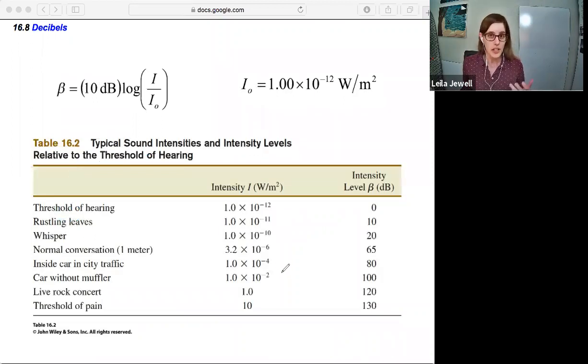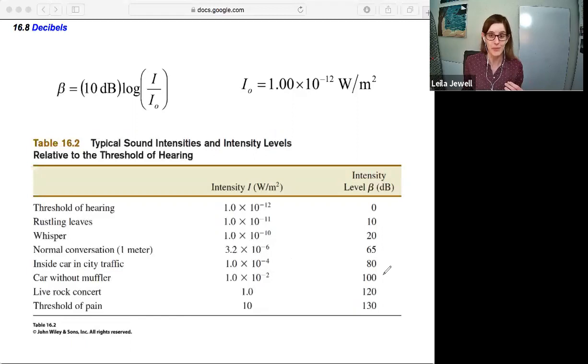Here's the intensity of a few different sounds. Rustling of leaves is just louder than the threshold of hearing, 1 times 10 to the minus 11. When we plug it into the intensity level equation, that comes out to 10 decibels. A whisper, something very, very quiet, comes out to 20 decibels. Normal conversation, if you're 1 meter away, which is a reasonable distance, is 3.2 times 10 to the minus 6. That's 65 decibels. And it keeps going up. Inside a car in city traffic, a car without a muffler gets kind of loud. That's up to 100 decibels.